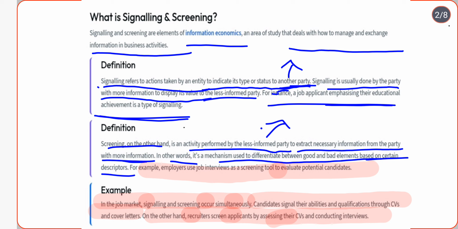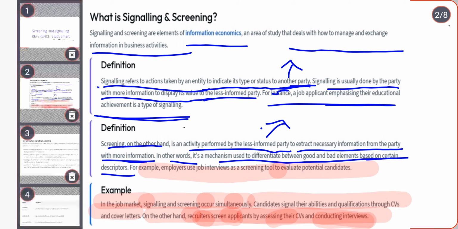So the recruiters screen applicants by assessing their CVs and conducting interviews. The interviewer or the recruiter is basically assessing the qualities of the candidates by doing the interviews. The interview is the best method for identifying whether the candidate is good enough or bad enough.